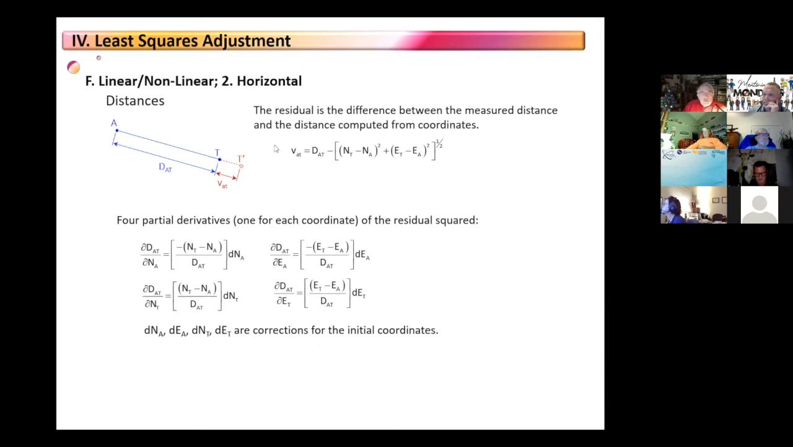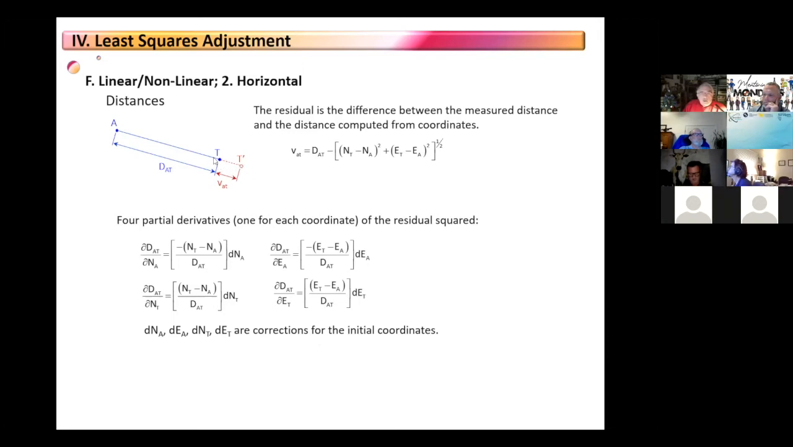But then what we need to do is figure out the residual based on what our initial approximations are for the coordinates of these points, and we compute the distance from those initial approximations. The difference between the measured and the one that's computed for initial approximations is our residual. Now, when we look at this, we see that we've got a squared term here, and a square root term outside here. So we have to take the partial derivative of this function with respect to each of the unknowns.